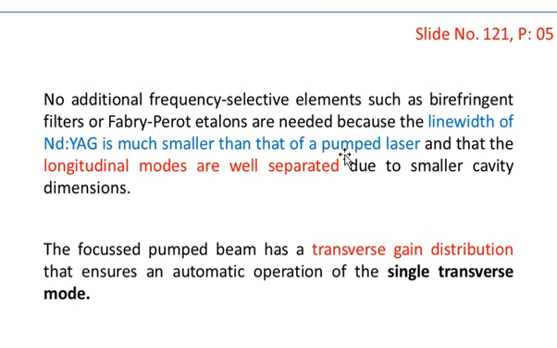Besides that, we have two main features resulting from this crystal. One is that the line width of the Nd:YAG laser is much smaller than that of the pump laser. So our pump laser, being a semiconductor, has a much broader line width, and the line width of the resulting beam from the Nd:YAG crystal is very small. And the second point is that since the crystal's dimension is very small, the longitudinal modes are very well separated due to the smaller cavity dimensions. So since they are very well separated, only single longitudinal mode operation will be possible.